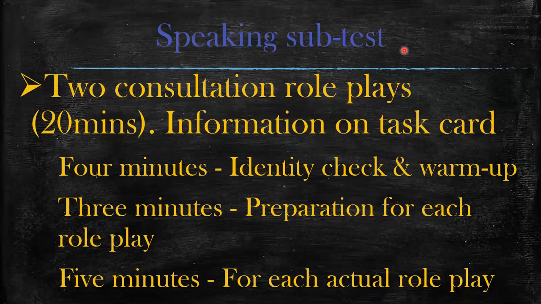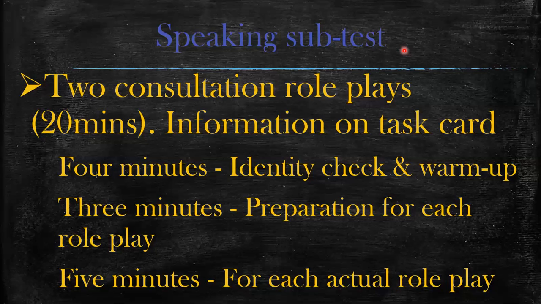Then the 3 minutes afterwards is for preparation. So you have 3 minutes each to prepare for the 2 role plays that you have. You're supposed to jot down some points, write down some questions, some things that you're going to say. With regard to the tasks that you have, remember, all you need to do has been outlined on the task card. So that should aid you to prepare for the actual role play.